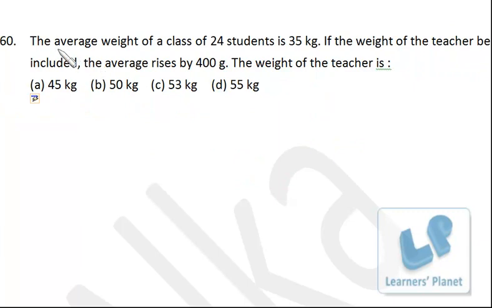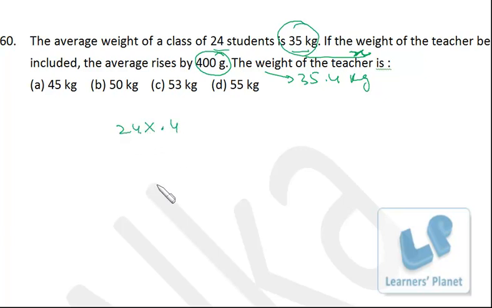Now similarly, the average weight of a class of 24 students is 35 kilogram. If the weight of the teacher is included, the average rises by 400 gram, so the new average is actually 35.4 kilo. The weight of the teacher is? Now inclusive of the teacher, there are 25 persons, right? So I assume the weight of the teacher to be x. Again, we'll be going by the deviation method. Now for 24 students, the deviation is 400 gram each. So total deviation is 24 into 0.4, right?